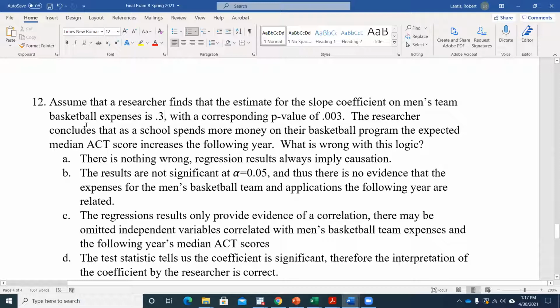So a researcher concludes that if a team spends more money on their basketball program, the expected ACT score will increase the following year. So they should just spend more money, right? So what's wrong with this logic?